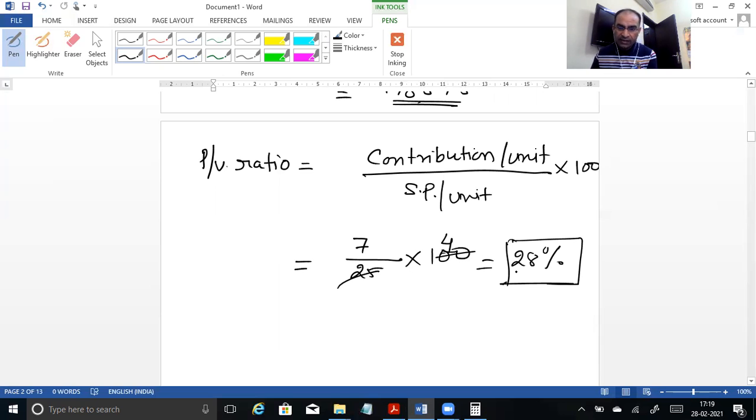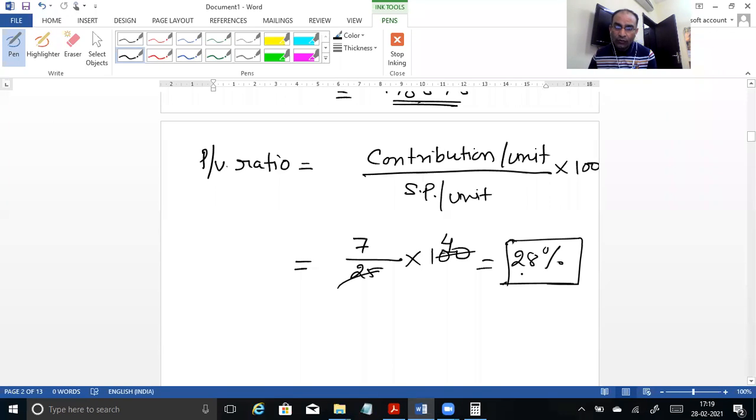Okay, so our contribution or PV ratio is 28%. It simply says that if you have any sales, you just calculate 28% of that and directly you will get your contribution. PV ratio is a percentage over selling price, which indicates how much contribution you are earning.